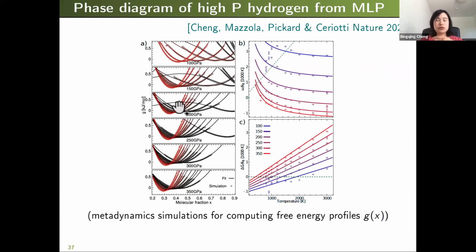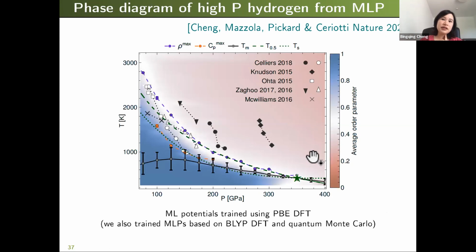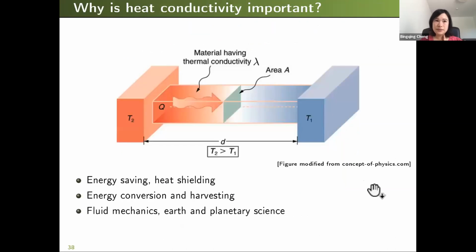Then we fit the results to the regular solution model in order to extract the two parameters of the model. Delta G is the chemical potential difference between the two phases, and omega captures the enthalpic penalty of mixing. From this, we can determine where the critical point of our system is. The critical point is plotted here using this green star and happens to lie on the melting line of the system. So basically, above melting, the system behaves like a supercritical fluid without any first order phase transition.